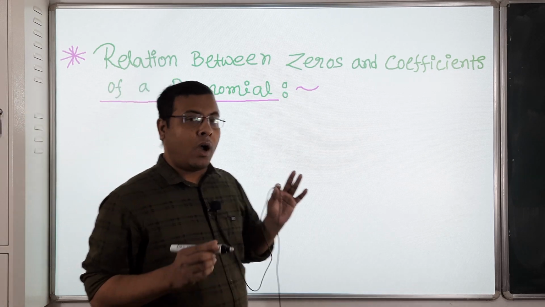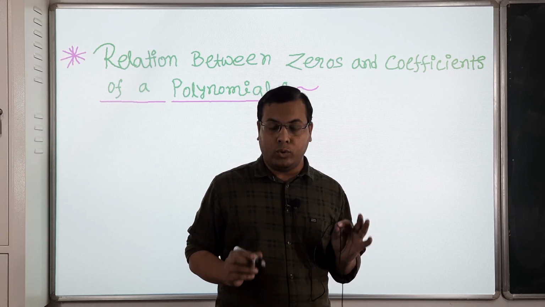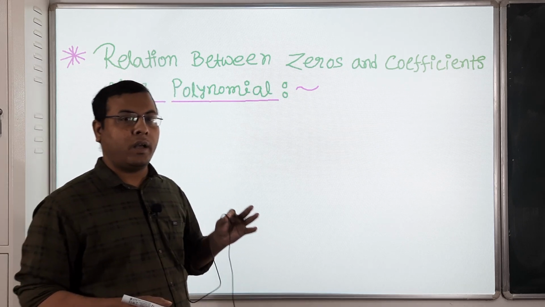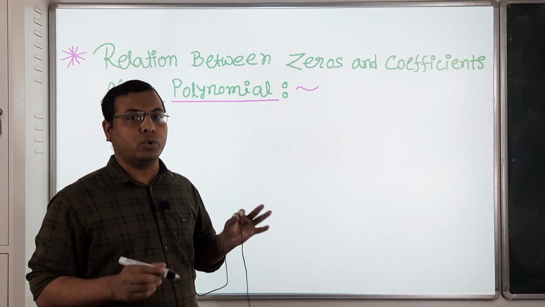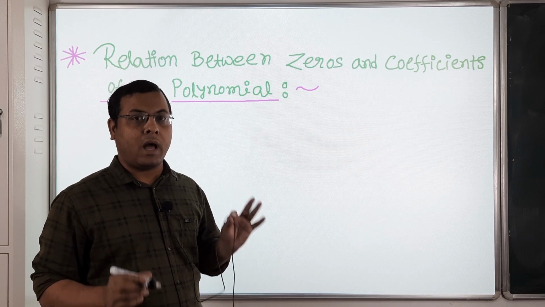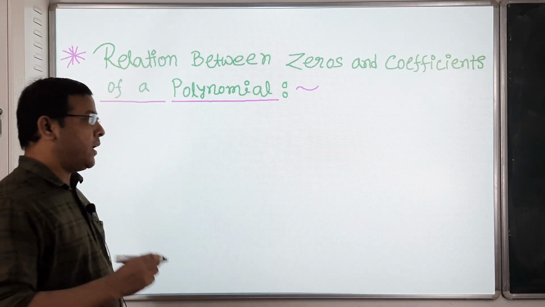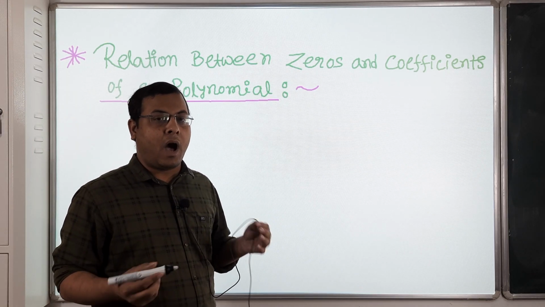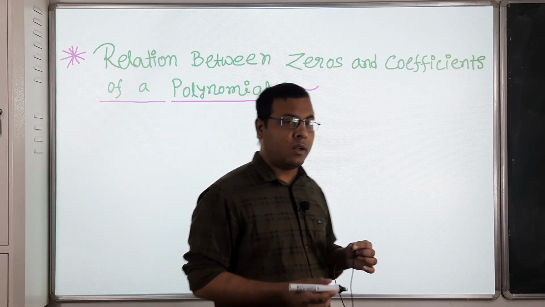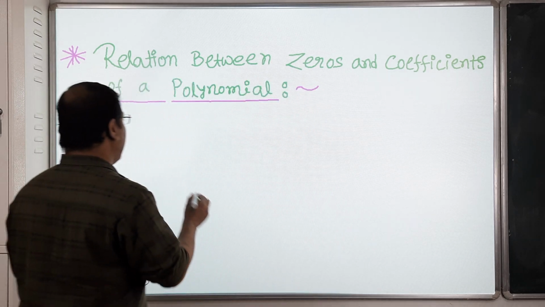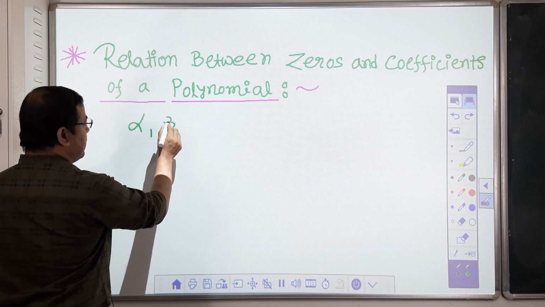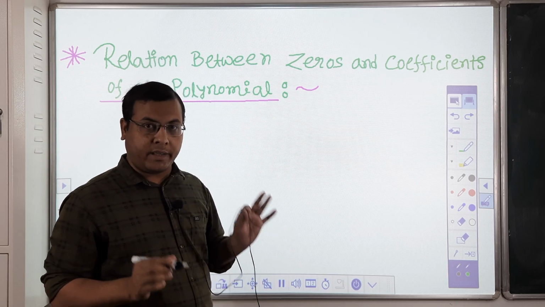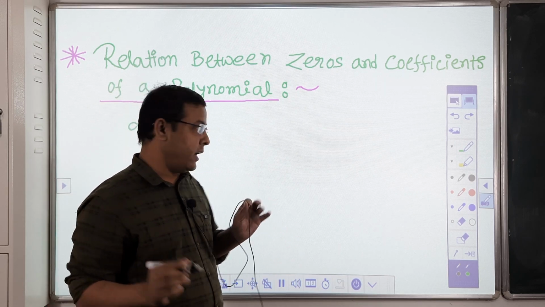First, it is important to know how many quadratic polynomials are possible whose two zeros are alpha and beta. That means if alpha and beta are two zeros of a quadratic polynomial, then how many quadratic polynomials are possible here?